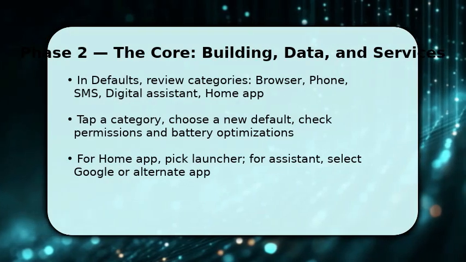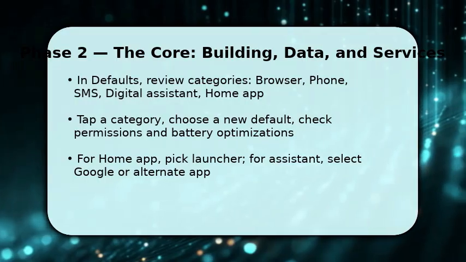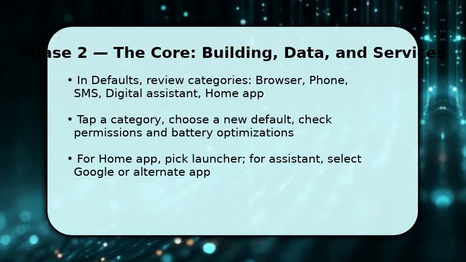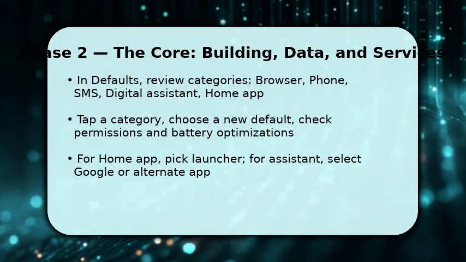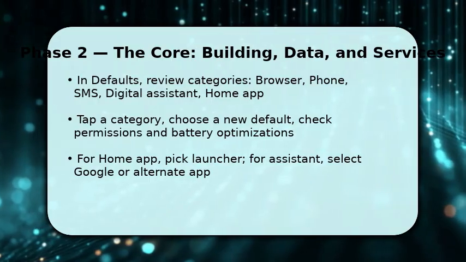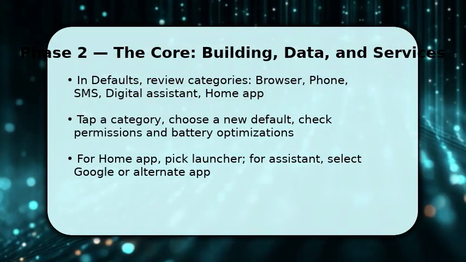Tap Browser to select your preferred browser. This sets click behavior, then phone and SMS to assign call and messaging handling. Once done, select Digital Assistant to choose voice handling and Home app to pick your launcher. This affects gestures and home button behavior.